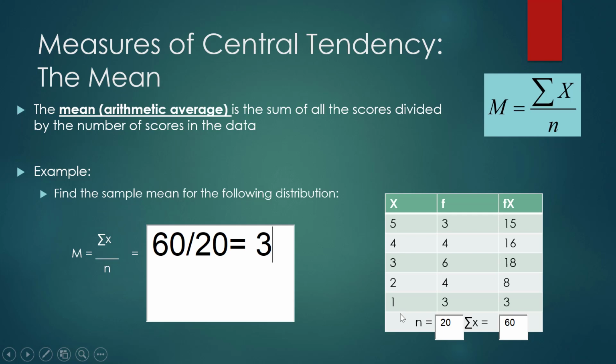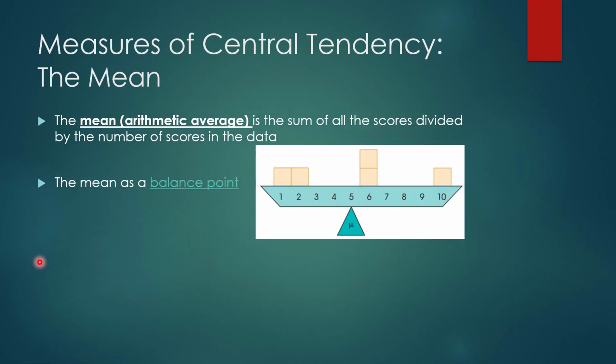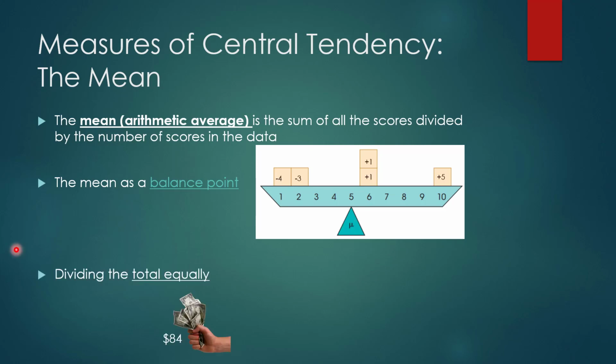So the mean for this data is 3. You can also think of the mean as a balance point. I'm not going to go into this too much, but most likely you've learned about this in statistics, or you will learn about it. The idea is that we have to have the same number of values on one side of the mean as we have on the other. So it's this balance point. We can also think of it as dividing the total equally.